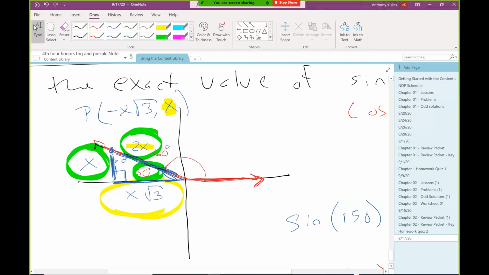Because this was the way we translated between an angle of rotation back to a right triangle. What we did is we picked a point P on that angle of rotation, and then we drew down to the x-axis and made a right triangle. And that's going to give us equivalent values for sine.